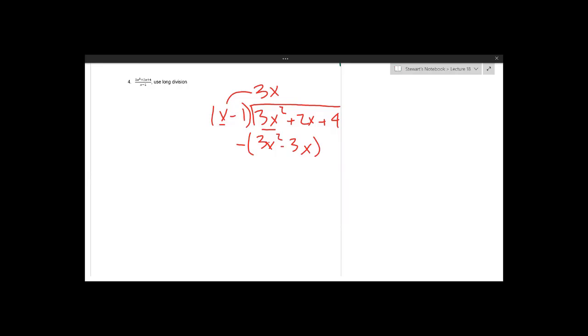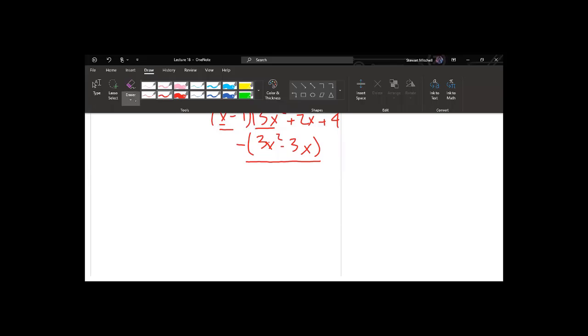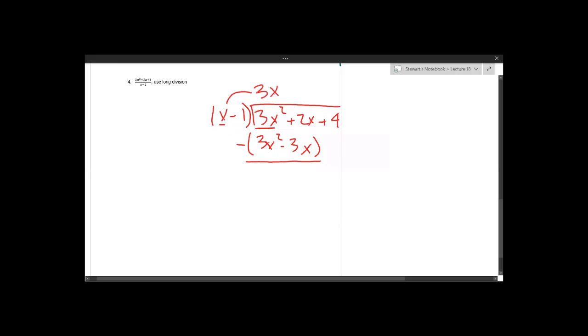But once again, we have to subtract this whole expression, which means we're multiplying the negative 1 throughout the whole thing. 3x squared minus 3x squared. I don't know what just happened there. I decided to move. 3x squared minus 3x squared is 0.